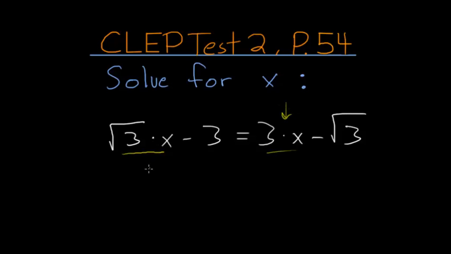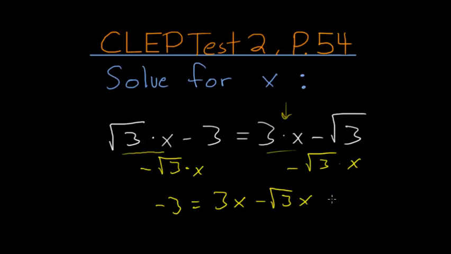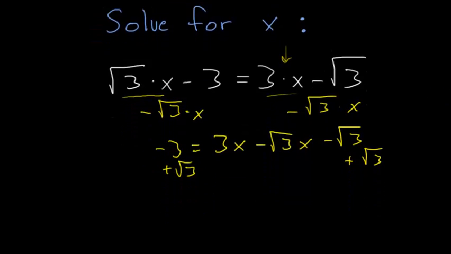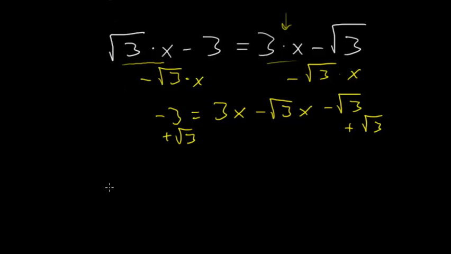So subtracting the square root of 3 times x on each side, we then have minus 3 is equal to 3x minus the square root of 3 times x minus root 3. And now we want to get just the x's on the right side, so we'll add the square root of 3 to each side of the equation. And now we have root 3 minus 3 is equal to 3x minus the square root of 3 times x.